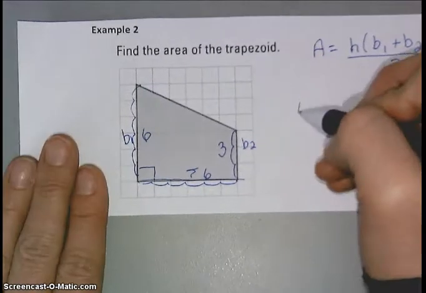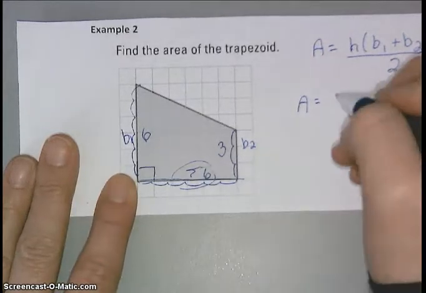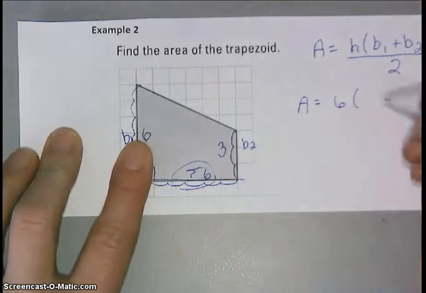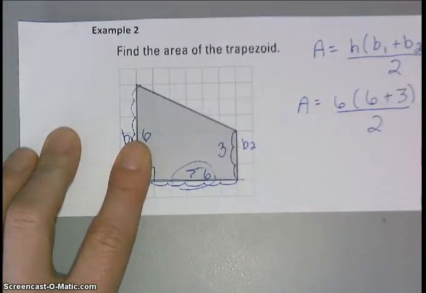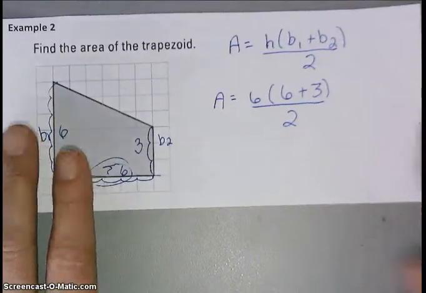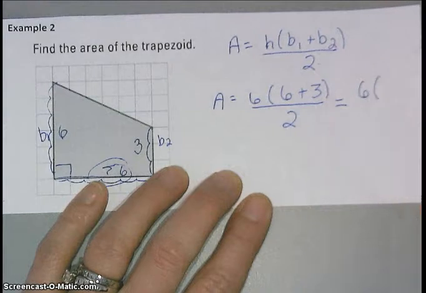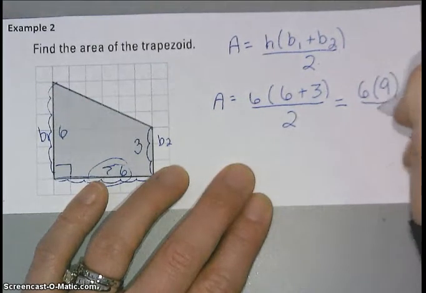So I know the area is equal to the height, which we've already said was 6, times the sum of my 2 bases, so 6 plus 3, all over 2. That 2 will never change. Okay, so now I need to simplify. So I have 6 times 6 plus 3 is 9, all over 2.